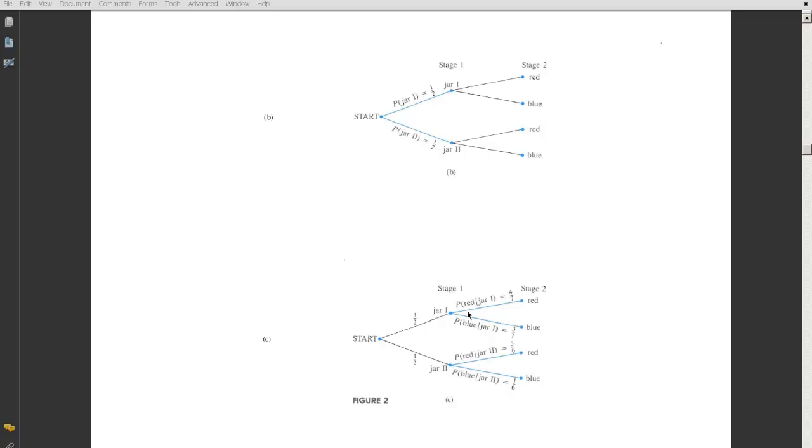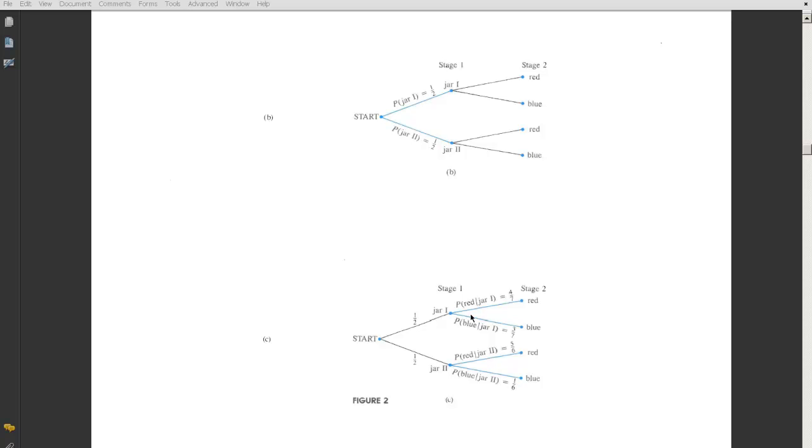So we're going to put probabilities on these edges, but since we're already on the path of jar 1, this is the probability of red given that we're on jar 1. That's the way we're going to do this. And this is the probability of blue given that we're on jar 1, and this is the probability of red given that we're at jar 2, and so on.